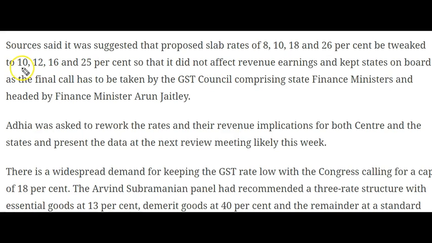But according to some other reports, the basic rate will be between 10 to 25%. If the tax rate is too low, it may affect the revenue earnings by the states. What about the composition of GST Council? GST Council comprises state finance ministers. So finance ministers of all the states, and GST Council is headed by the Union Finance Minister. So these are the important points you should know for the prelims examination.